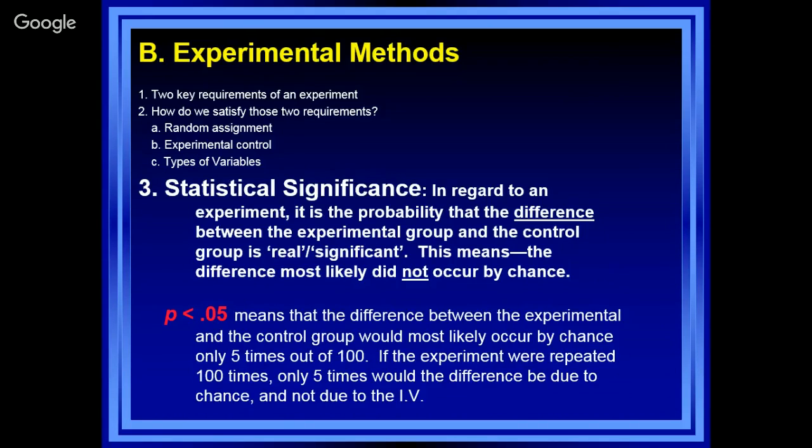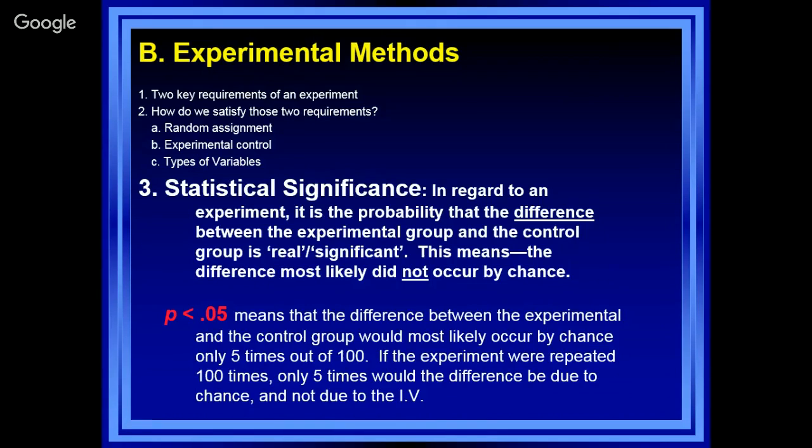So if the experiment were repeated 100 times, only 5 times would the difference be due to chance. All the other times, it's going to be due to the IV. So when you get a statistical significance level such as p less than 0.05, that says something.